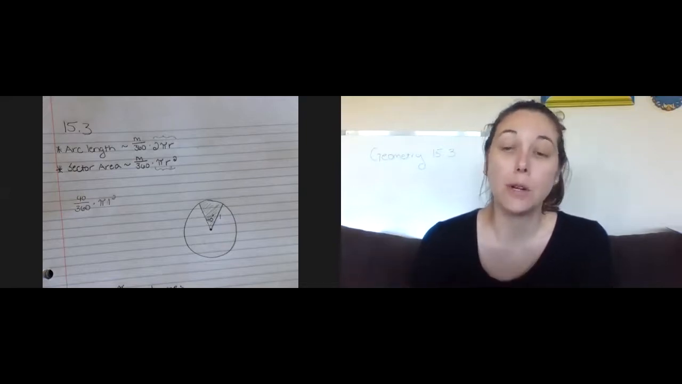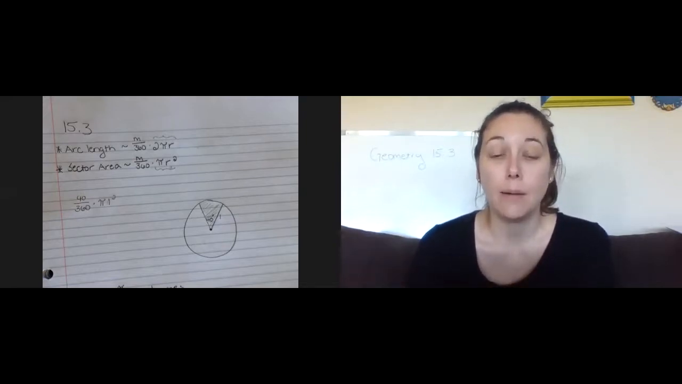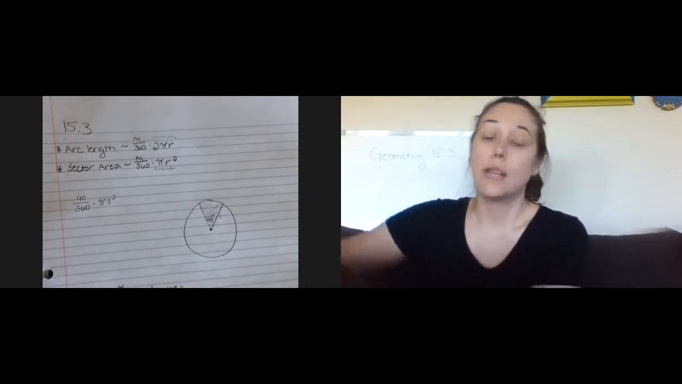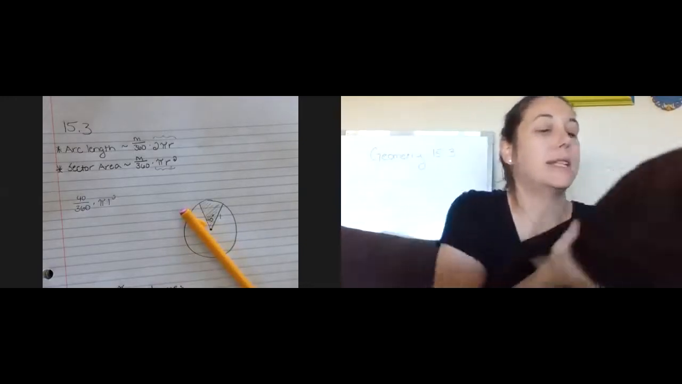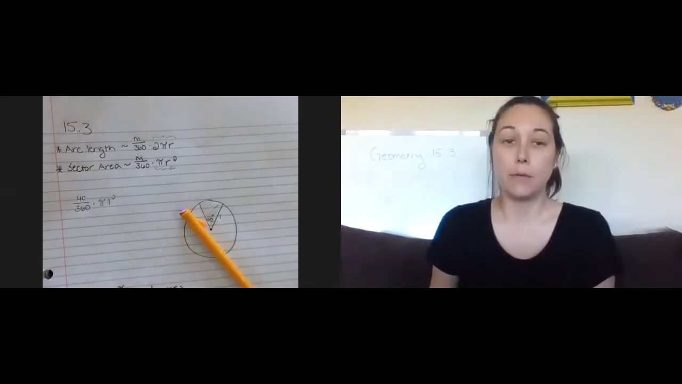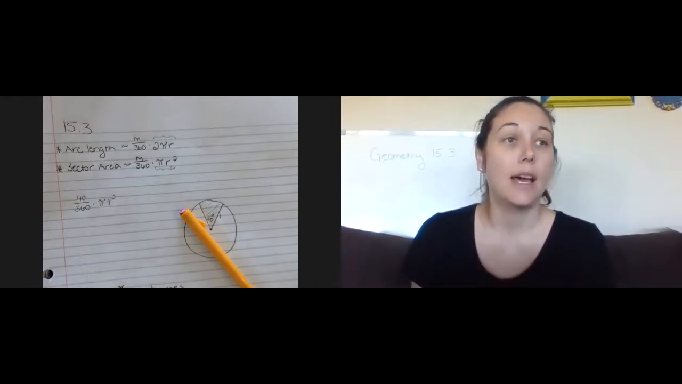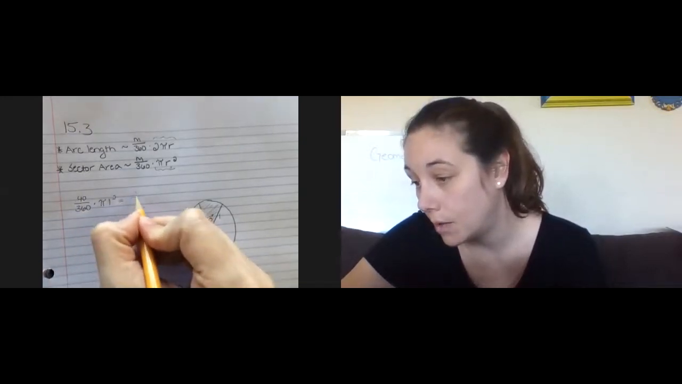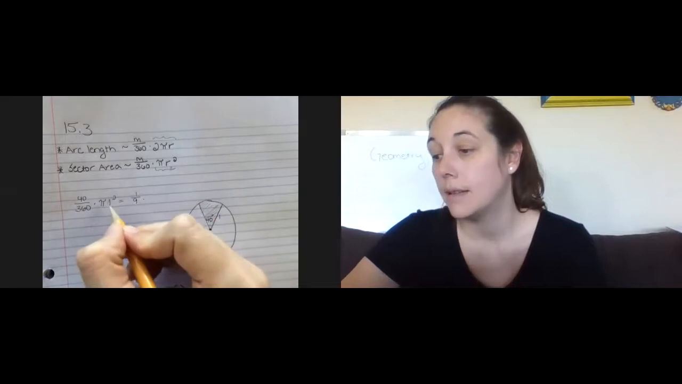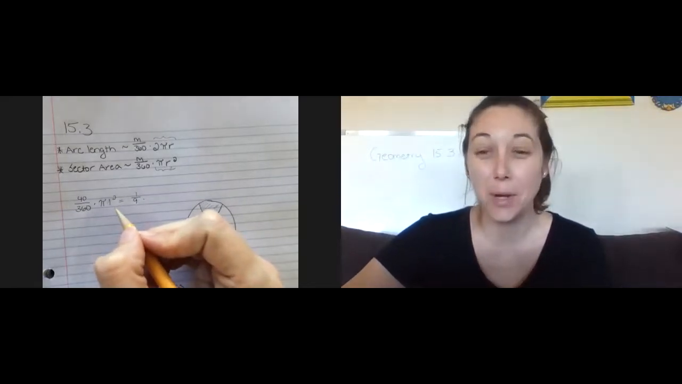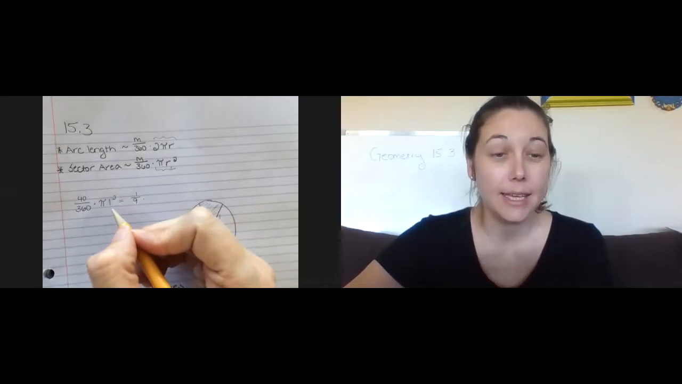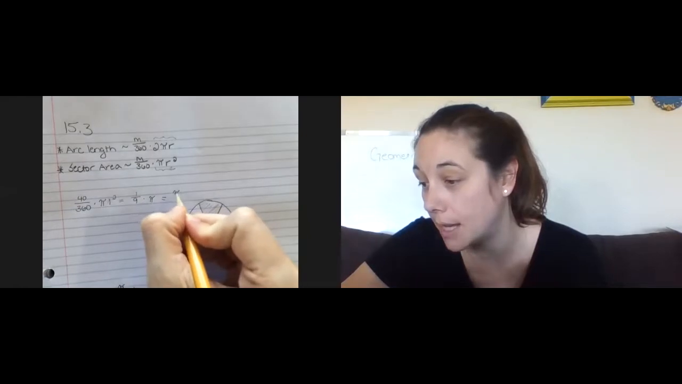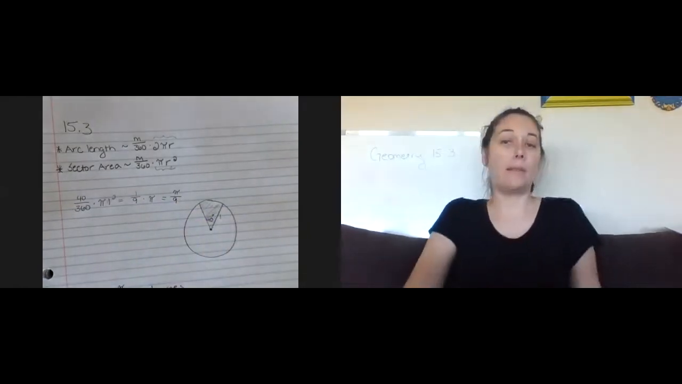So let's just deal with this 40 over 360. Well, how many times does 40 go into 360? 4 times 9 is 36, so 4 times 90 is going to give us 360. So this is going to be 1 over 9. 1 squared is 1, and 1 times pi is pi. So 1/9 times pi, or pi over 9.